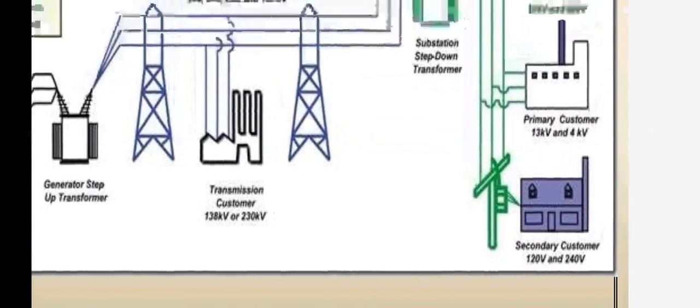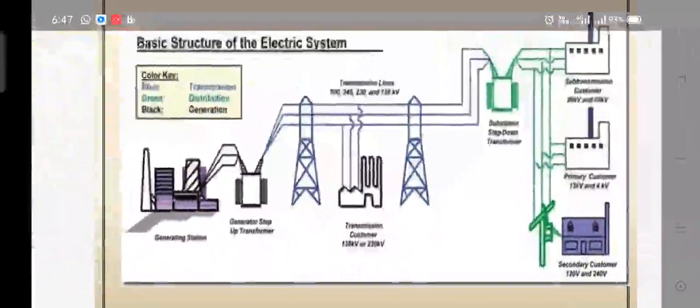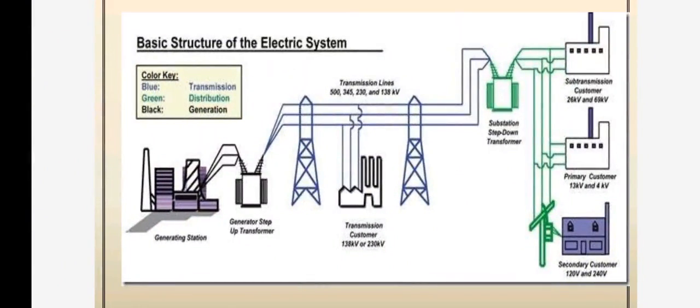You can easily understand from the diagram. So from the generating station to our consumer end, we are able to send the power using a three-phase system. There are three conductors present. The three conductors represent the three-phase system.